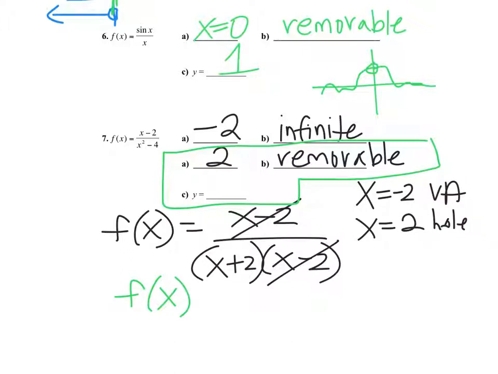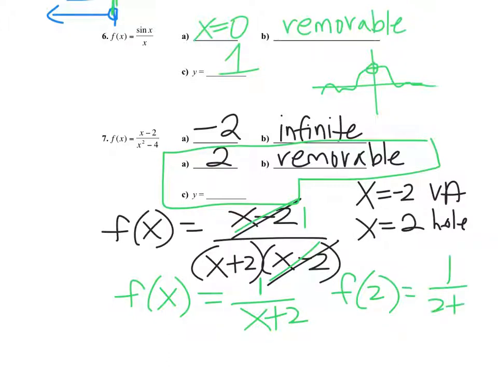1/4. Perfect. So Lindsay was saying you do f of x equals 1 over x plus 2, because once you reduce these, you are left with a 1 up top. And then evaluate it at 2. Don't evaluate it at -2. You're going to get 1 over 0. That's not going to work. Evaluate it at f of 2, and you get 1 over 2 plus 2, which is 1/4.